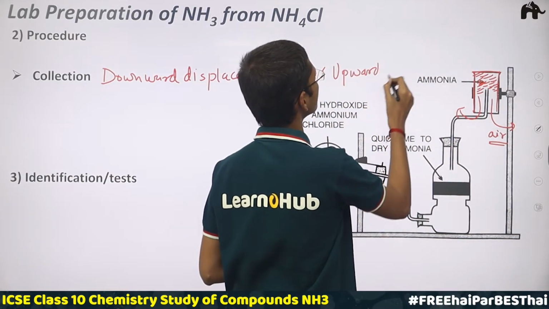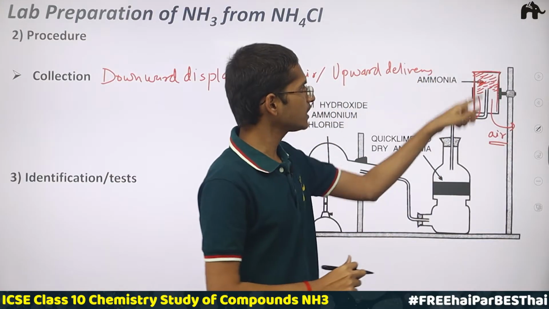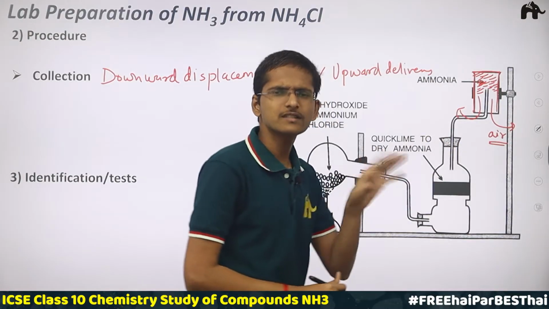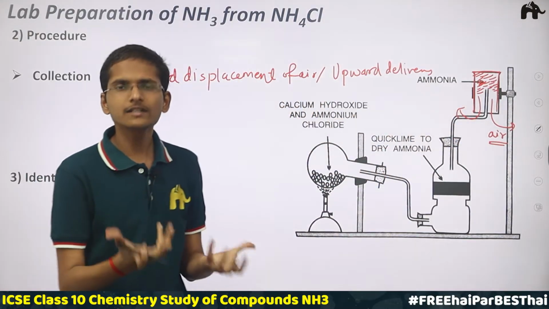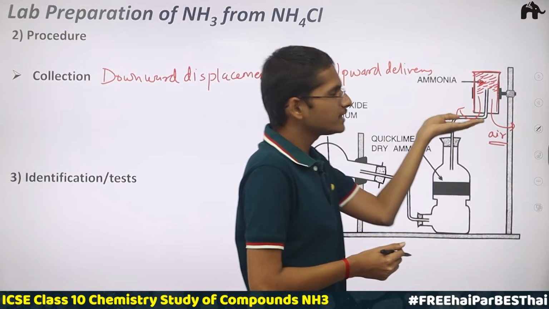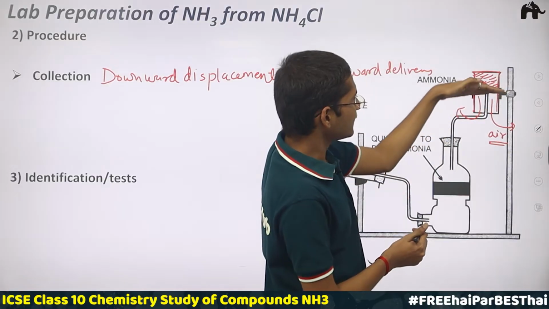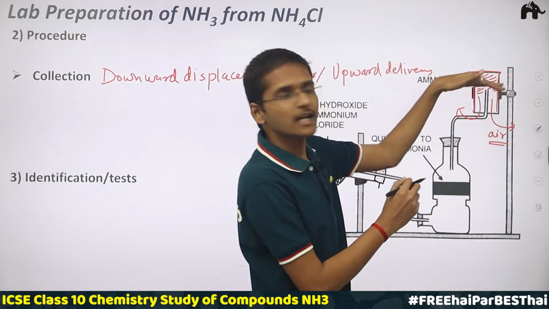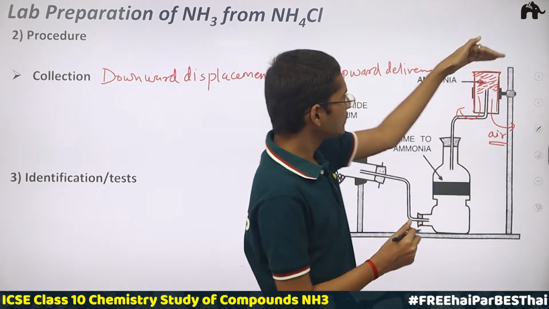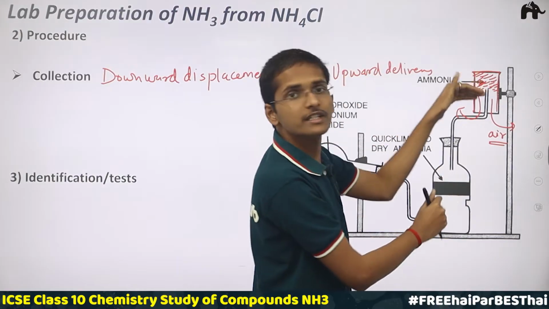Now, why is this so? Why is there a downward displacement of air when we collect the ammonia, or why is the ammonia being collected by the upward delivery? This is simply because ammonia is lighter than air. So if it is lighter than air, we know that already there is some air here, ammonia gas is going inside here. So since it is lighter than air, it would be placed in a layer above the air. So more and more ammonia gas is getting formed, so air would get lower and lower, because the layer of ammonia gas would increase, right?